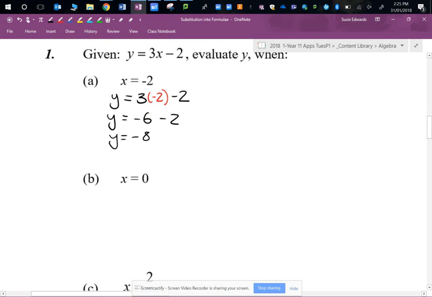So x equals 0, I saw most people who I looked at did pretty well. So we're again saying y equals 3, but this time 0, times 0, take 2. Remembering that 3 times 0 is 0, so y equals -2.